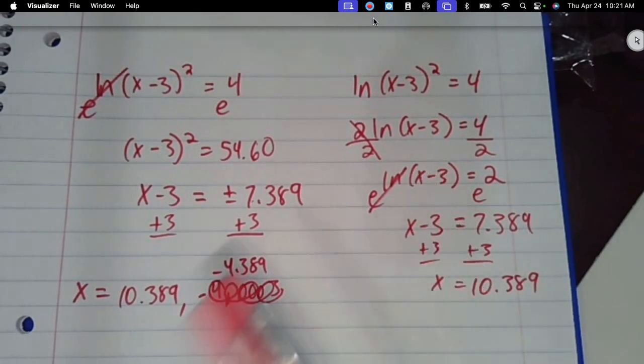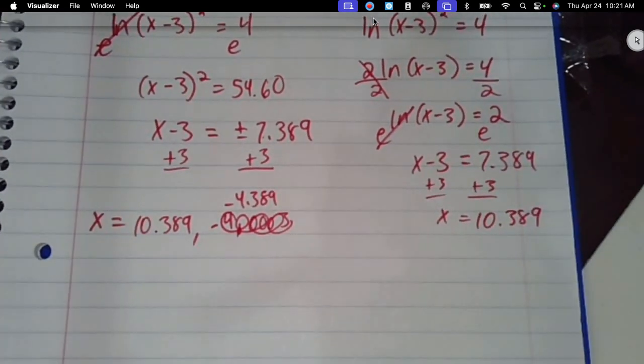Let's do another one. Y'all, we finally have figured out these calculators. That's taken me forever today.